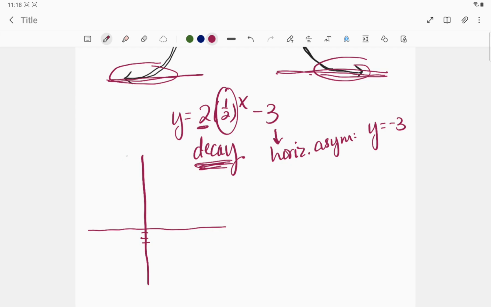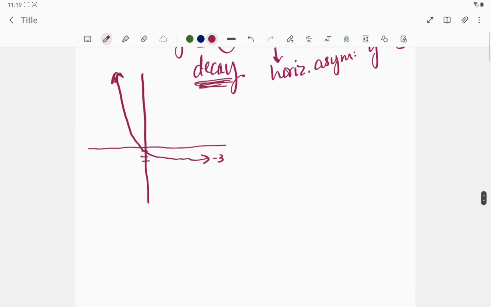Okay, now you could always plug points in, but even if we just needed a sketch, it's going to do something like this, right? I know this bottom flat part is going to come to -3, and then I know it's going to have this general downward shape because it's decay. So that's just a quick refresher on the graphing part.